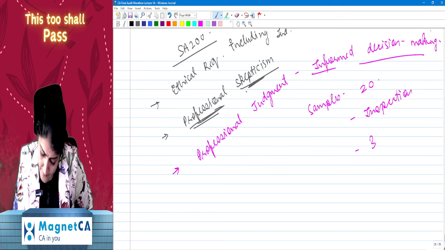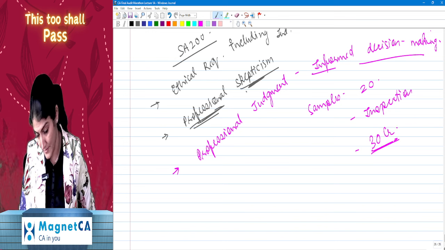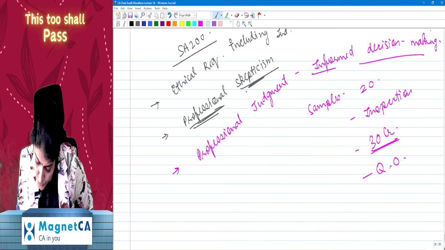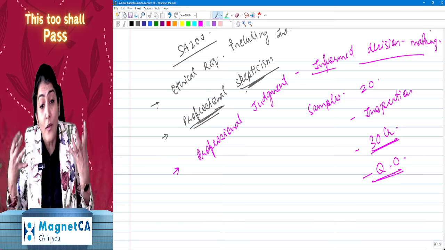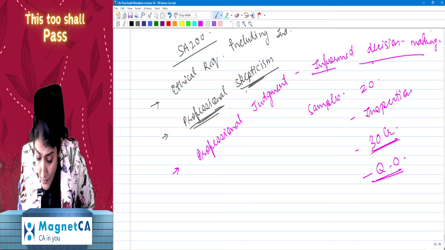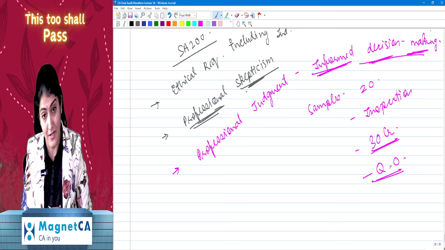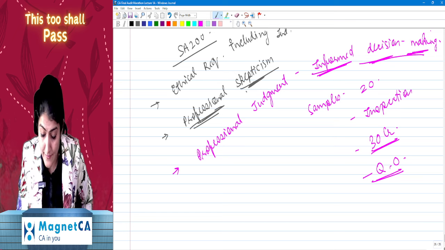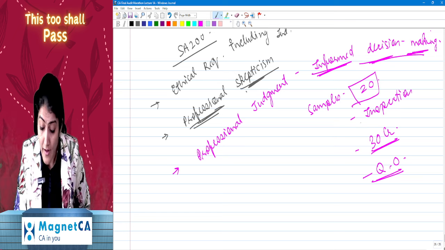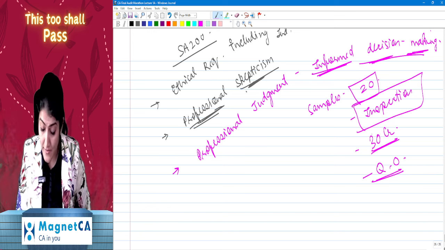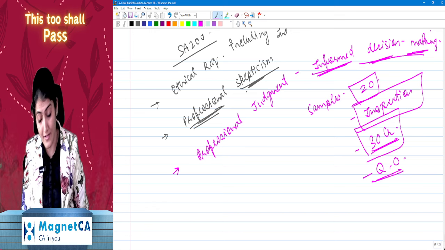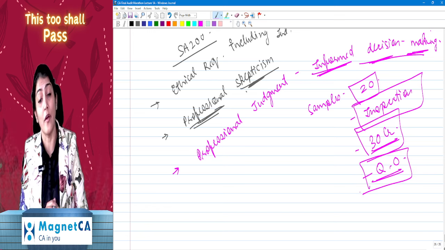Or you say, ma'am, I have decided to take materiality as 30 crore. Or I have decided to issue a qualified opinion. How did you decide that? What was the logic behind your decision? Can you give me the justification? That is why we are checking 20. That is why we are doing inspection. That is why materiality is 30. That is why we are issuing a qualified opinion.